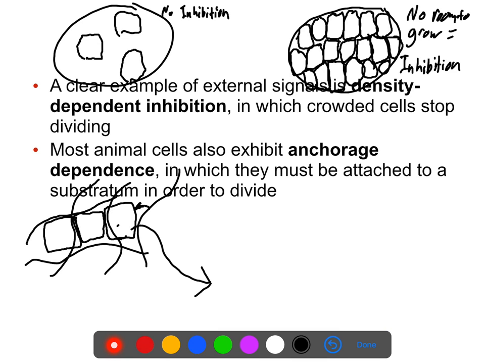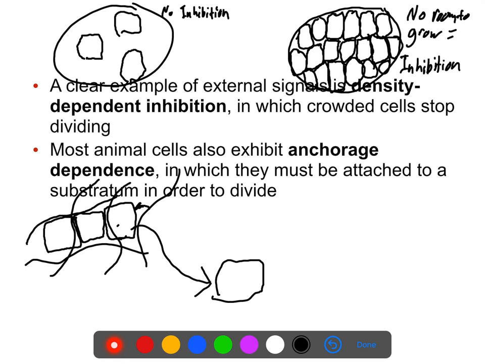What happens if one of these cells falls off and just gets by itself? Maybe it falls into the blood and it gets carried over to the kidney. Well, do you ever want to grow liver cells in your kidney? No. There is no circumstance under which you should be growing liver cells in your kidney.